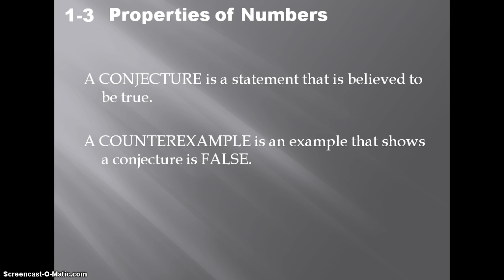Let's talk about two new vocabulary words. A conjecture is a statement that is believed to be true, and a counterexample is an example that shows that a conjecture is false. A conjecture is an educated guess that has not yet been proven to be wrong. And a counterexample is an example that we use to prove a conjecture is false.